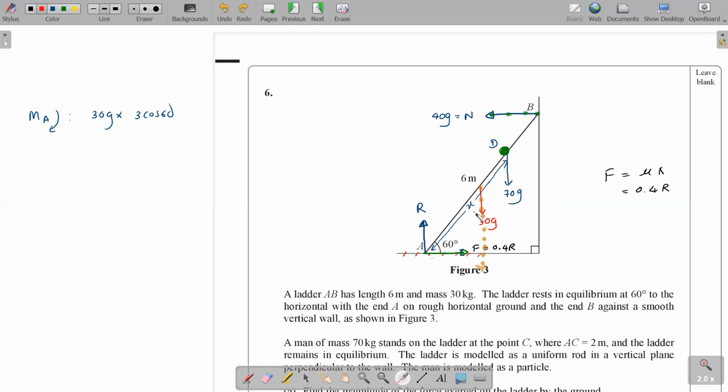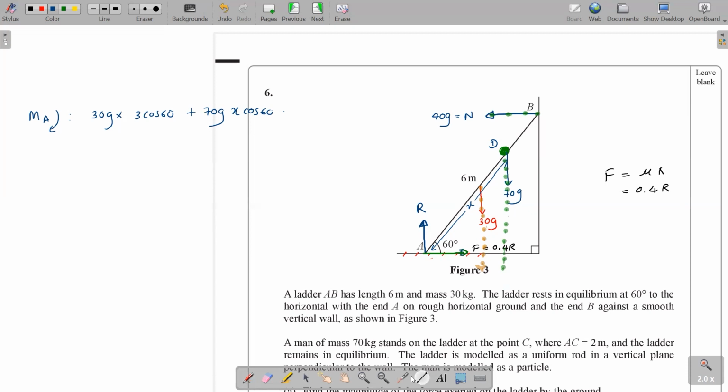Now here 70G. 70G is what kind of force? It's a vertical force, and it's also pulling down. So what happens when you pull it down? You create again a clockwise moment. So 70G into what's the perpendicular distance? For the vertical force, the perpendicular distance is horizontal. What's the horizontal distance? I took this distance AD as x. So it's going to be x cos 60. Do you agree with me?